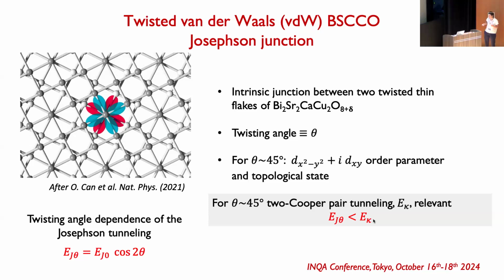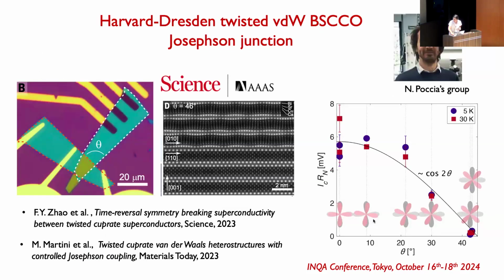This means, so this strong dependence of the Josephson energy goes as cosine of 2 theta on the twist angle. Going to theta close to 45 degrees, the tunneling is dominated by two Cooper pair processes. This term, that is usually much smaller, becomes dominant. And consider that in this junction the critical current density is extremely high. So even if this is much smaller than this, it's still very large. Okay, so just let me give you some more detail on this junction.